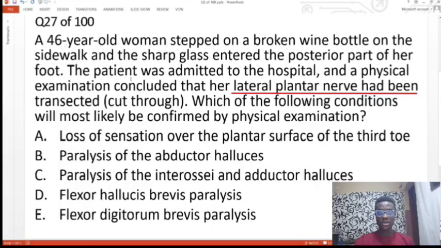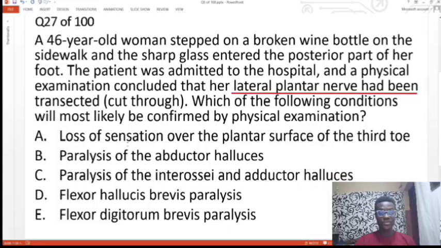The question says a 46-year-old woman stepped on a broken wine bottle on the sidewalk and the sharp glass entered the posterior part of her foot. The patient was admitted to the hospital and a physical examination concluded that her lateral plantar nerve had been transected. Which of the following conditions will most likely be confirmed by physical examination?